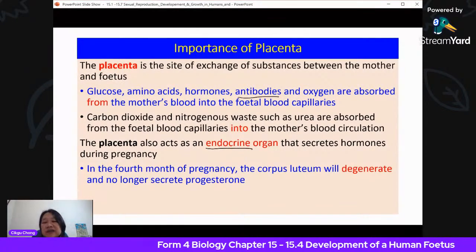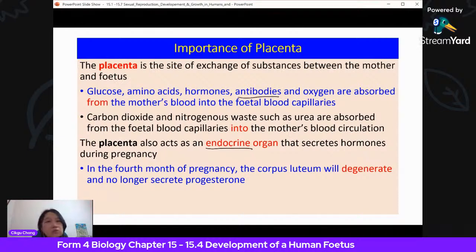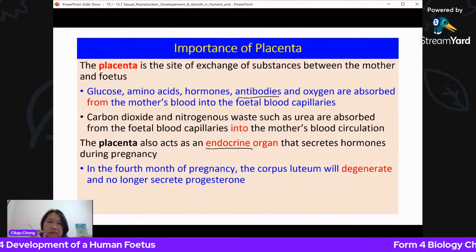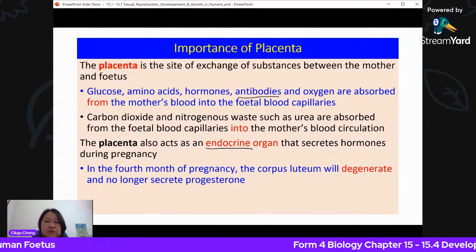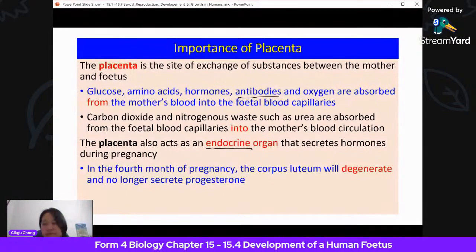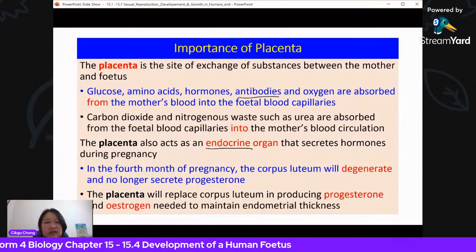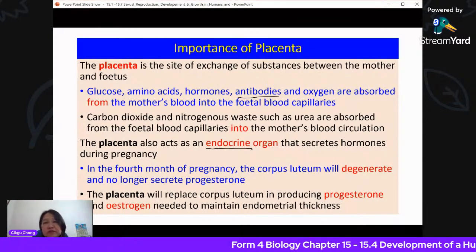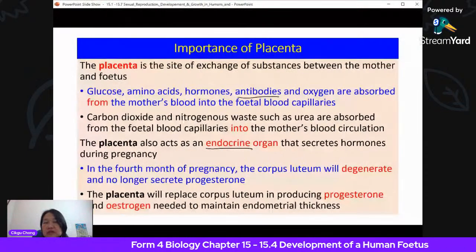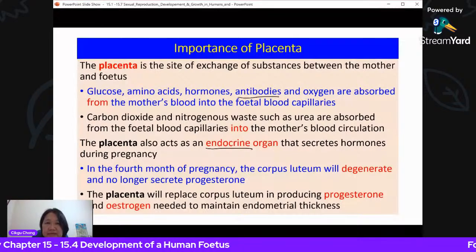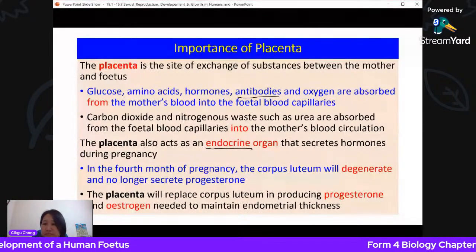Then after the 4th month, the corpus luteum will degenerate. It will break down, it will sort of disappear slowly, and that's not important anymore because that function of producing progesterone will be taken over by the placenta. So the placenta will replace the corpus luteum in producing progesterone and estrogen needed to maintain endometrial thickness until the delivery. That means from the 4th month onwards until the moment of delivery, all the hormones will come from the placenta. All right, so let's carry on.